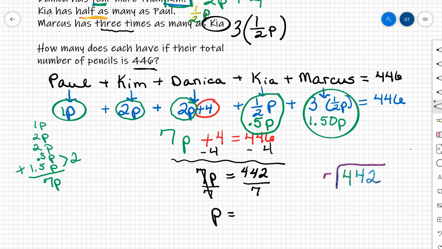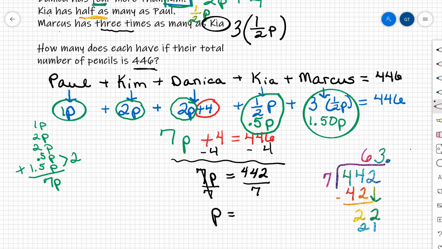442 divided by 7. 7 will not go into 4. 7 will go into 44. 6 times? No. 7 times? What is 7 times 7? It's 49. 6 times 7 is 42. So 6 times. Subtract that. I get 2. Bring down my 2. 7 will go into 22 3 times. 7 times 3 is 21.